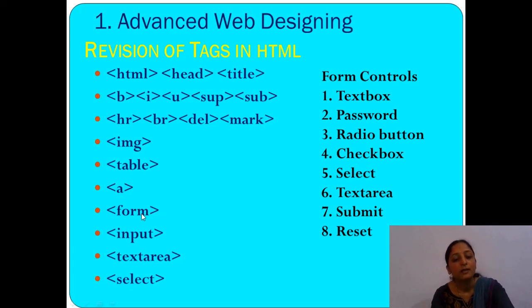Now just recall your previous knowledge. Form contains different form controls. First one is text box, password, radio button, check box, select box, text area means multi-line text box, submit button and reset button. So for the 12th standard syllabus we require these basic things of form tag. So before starting the actual 12th standard syllabus, I just want to take the revision of form tag.